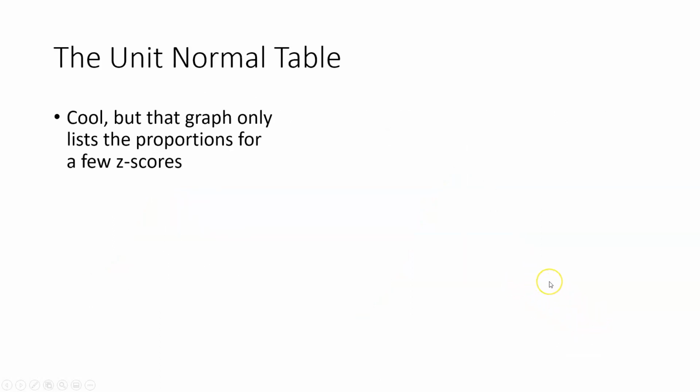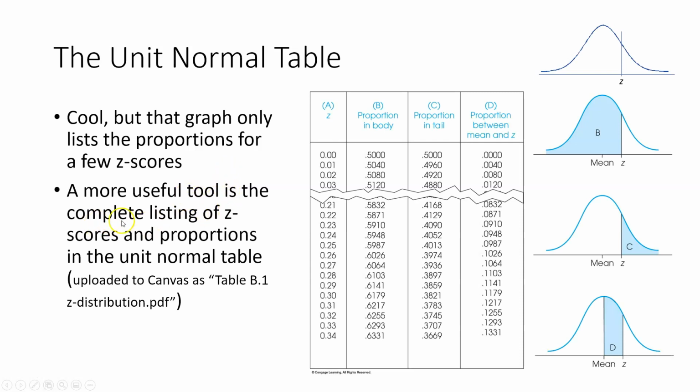Now that's pretty cool, but that graph I just showed you lists only the proportions for a few z-scores, just those around +1, +2, -1, -2. And that is somewhat useful, but it breaks down pretty quickly. A more useful tool is the complete listing of z-scores and proportions in what's called the unit normal table. I've uploaded this to the assignment in Canvas, and I've called it table B.1 zdistribution.pdf. I hope you downloaded that before you began this presentation, and I hope that you're able to refer to it multiple times as we proceed with the rest.